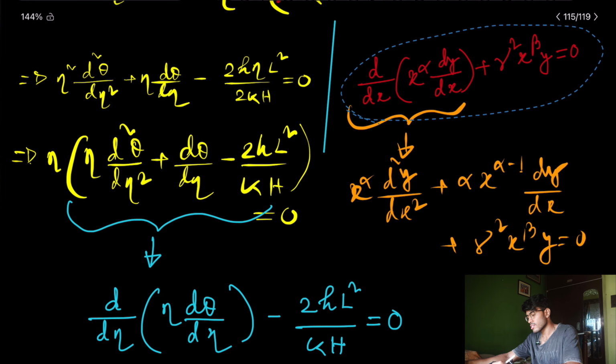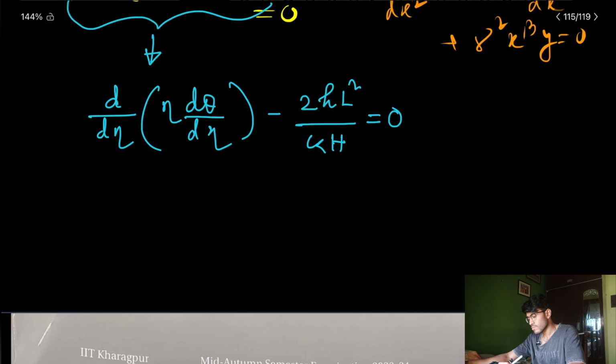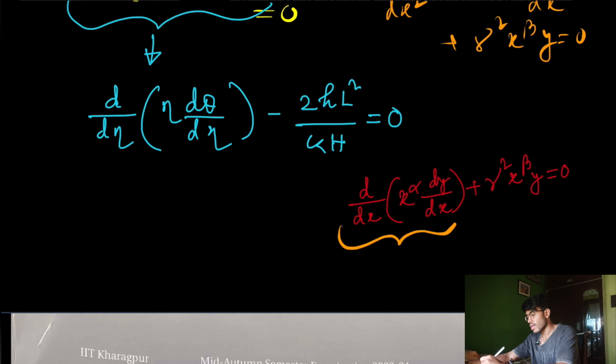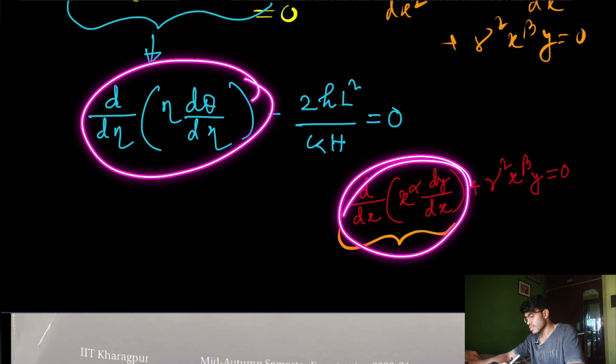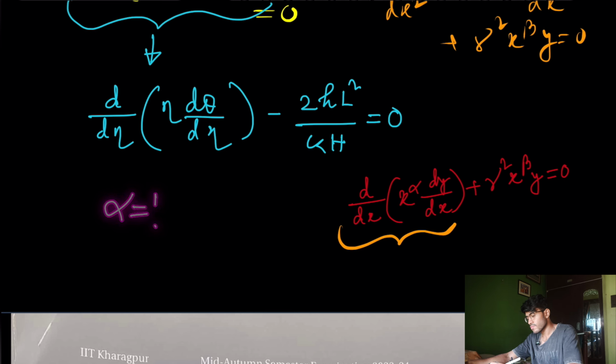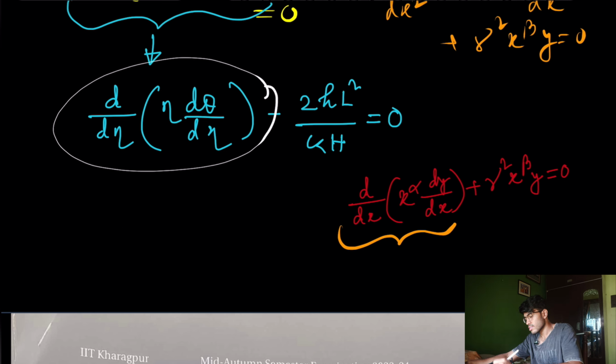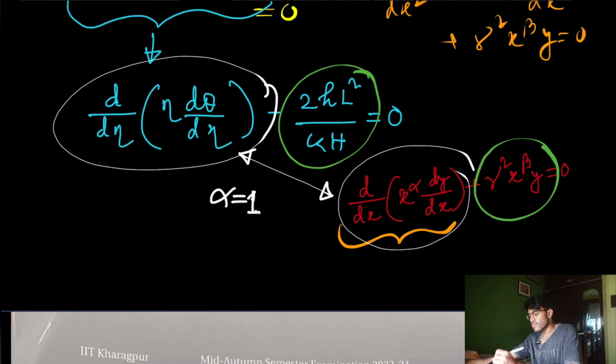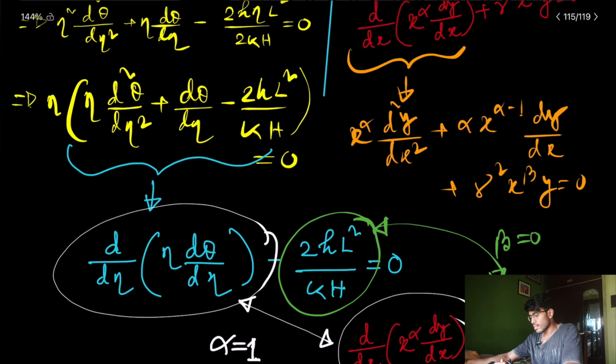I will again copy it, and paste it here. Okay, that is fine. Now if you compare this term and this term, you directly get alpha equal to 1, right? So let me write it, this and this, you are getting alpha equal to 1. Now if you compare this term and this term, then what are you getting? So here no x is there, so then beta has to be 0, right?